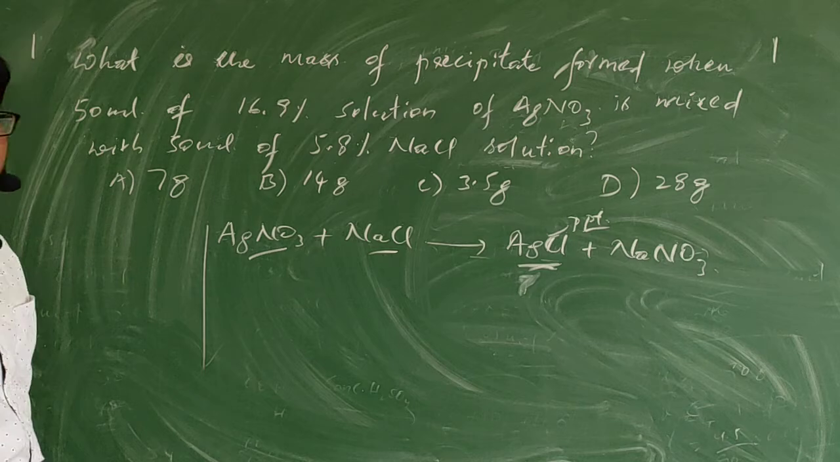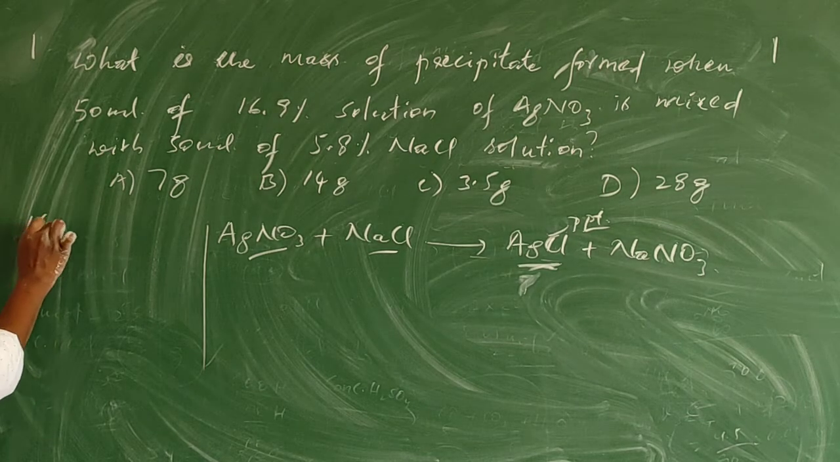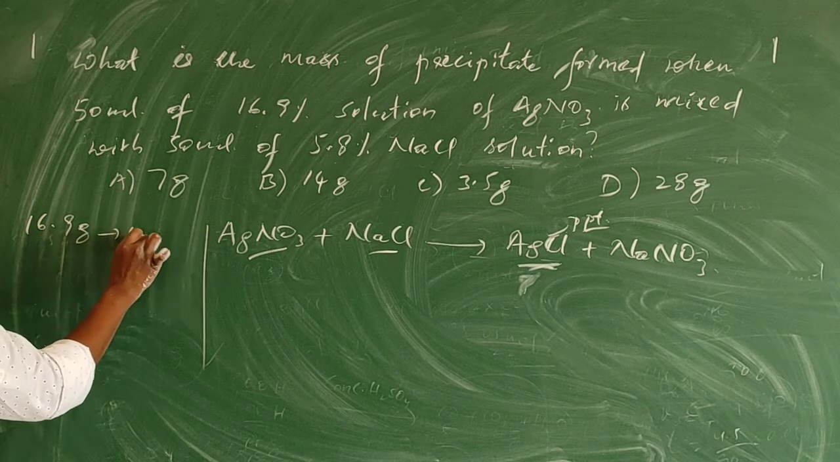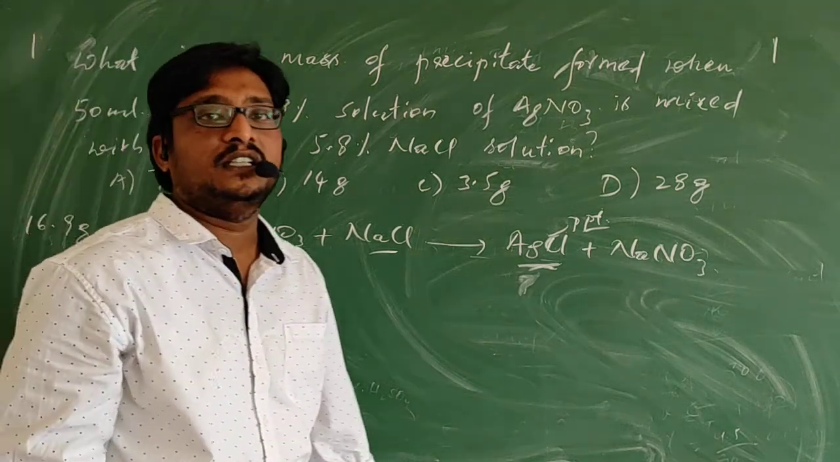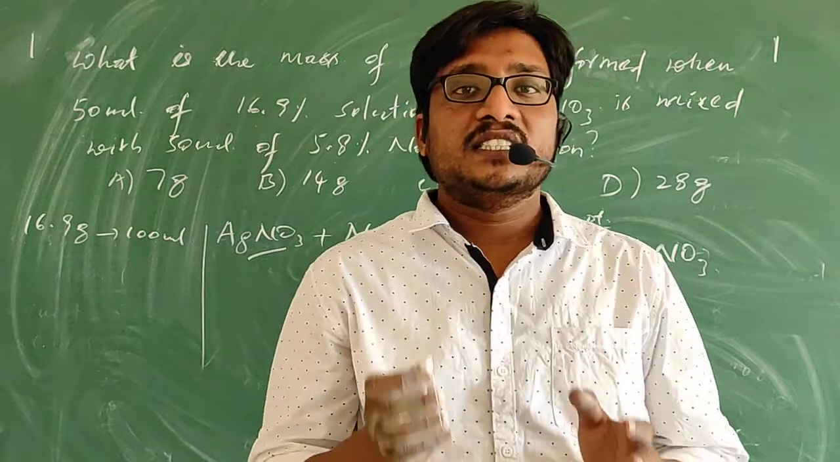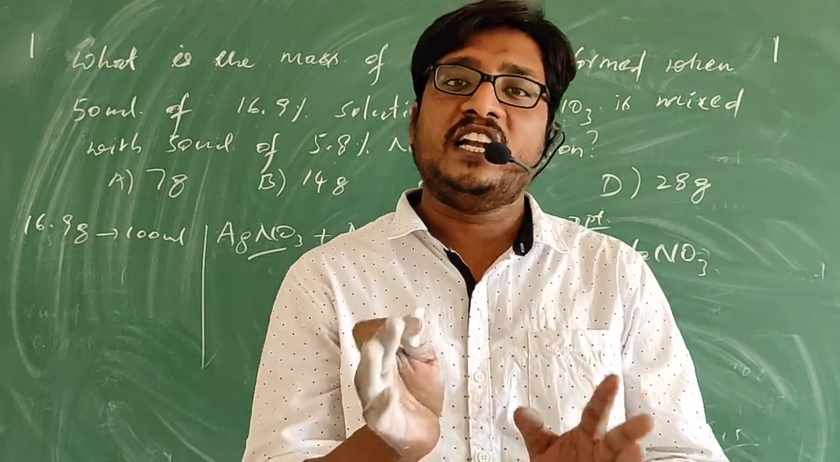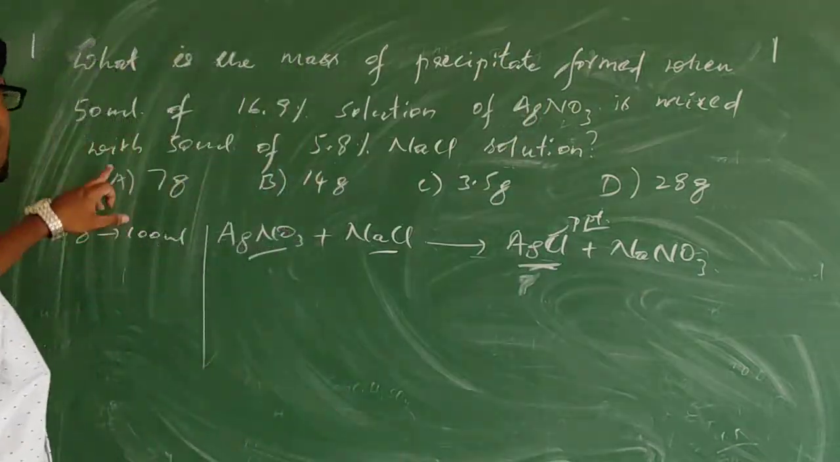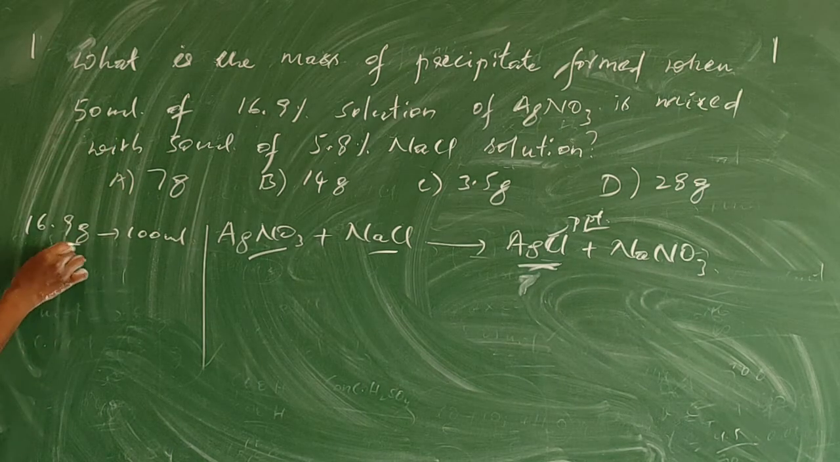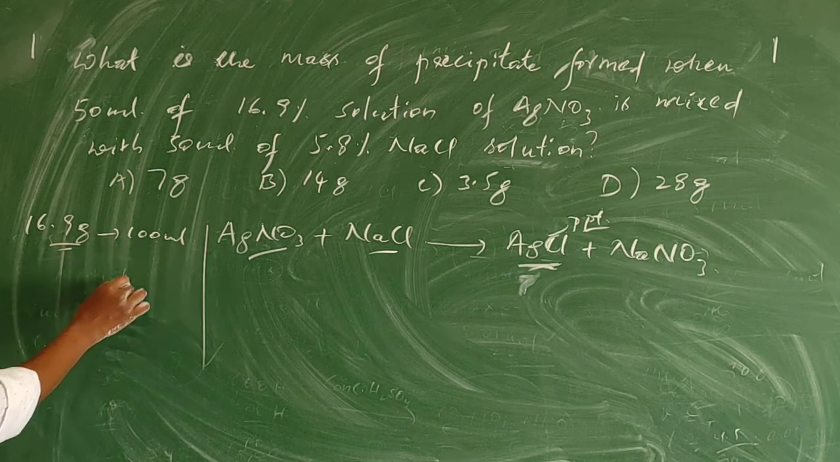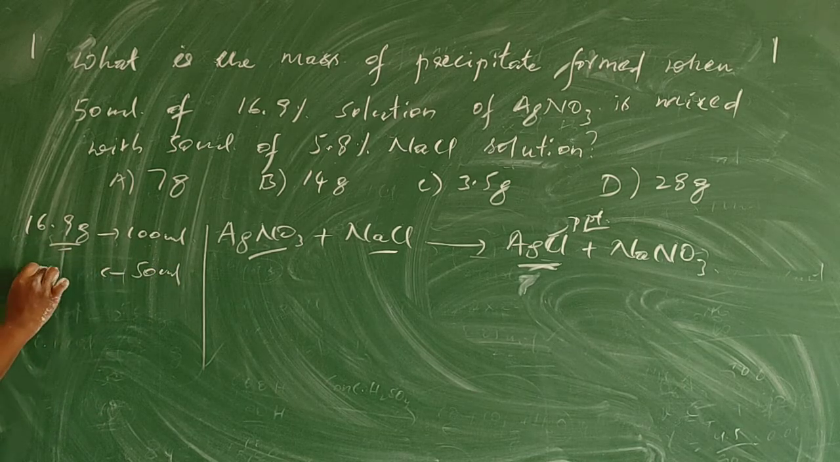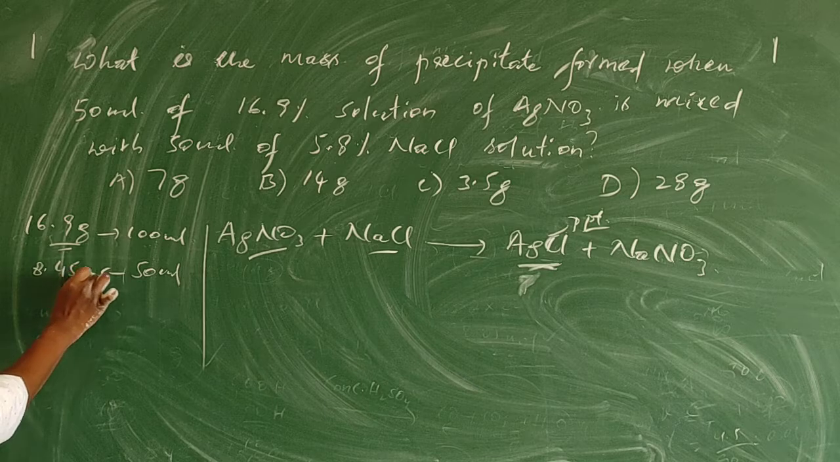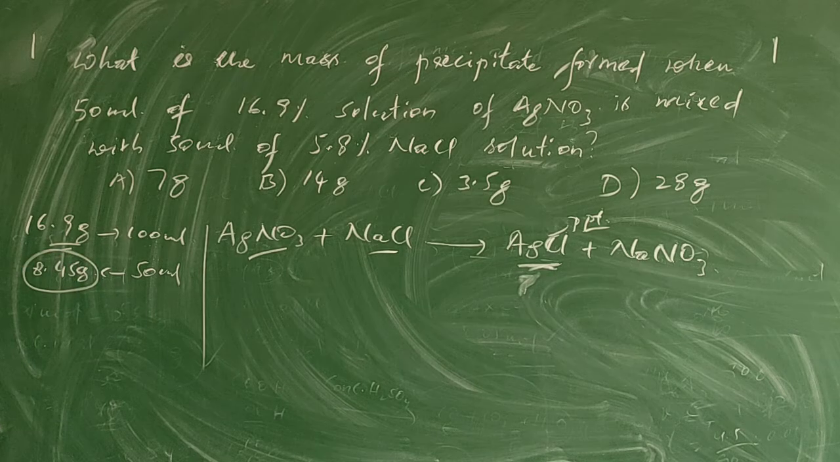16.9% solution of silver nitrate. The meaning of that is 16.9 grams is present in 100 ml of the solution. But here the volume is 50. If 16.9 grams is present in 100 ml, then in 50 ml how much will be present? Half of this, which is nothing but 8.45 grams. So this is the amount of silver nitrate.